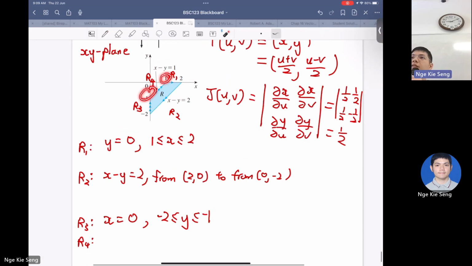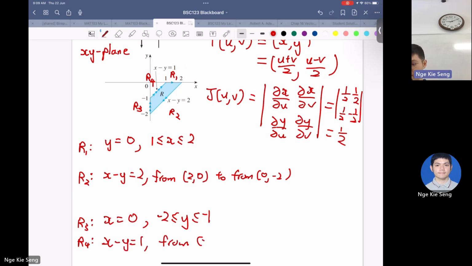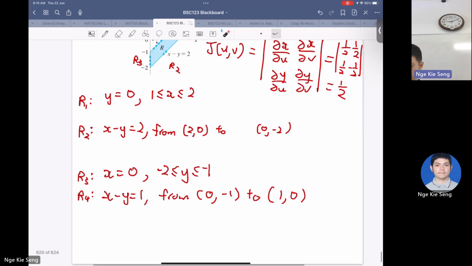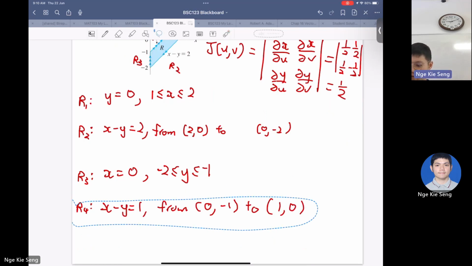You have 2 points here. Use these 2 points to compute the line equation, and then you will get x minus y from -1 to 0. I skip how you find this line equation, but you need to know how to find it. Given 2 points, use the equation of a line. So you need to check where these 4 lines go.